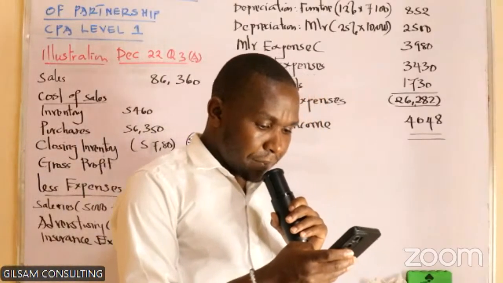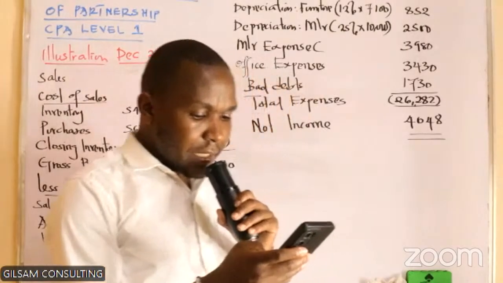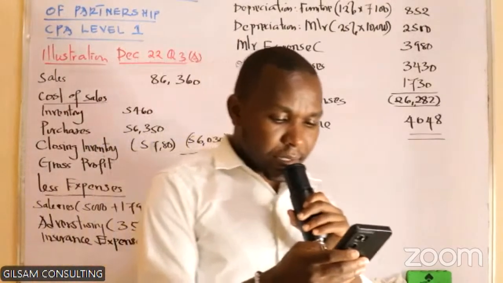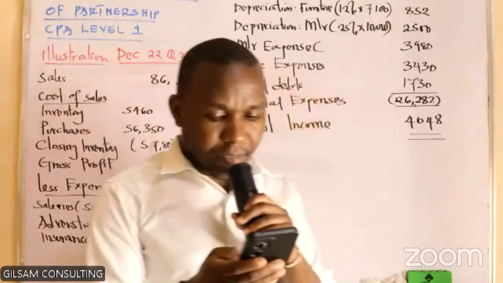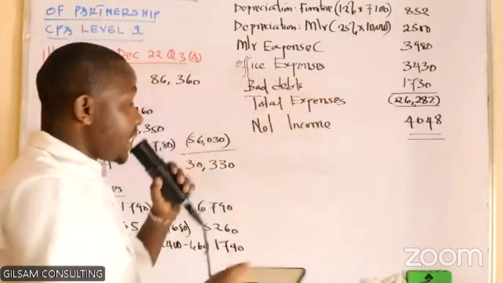Then we go back to the additional information number 6. The partners agreed that they will receive 10% per annum. That one is for capital. It will not affect the income statement.